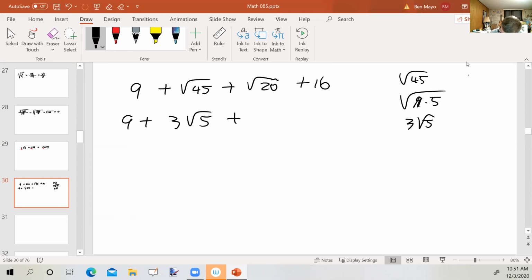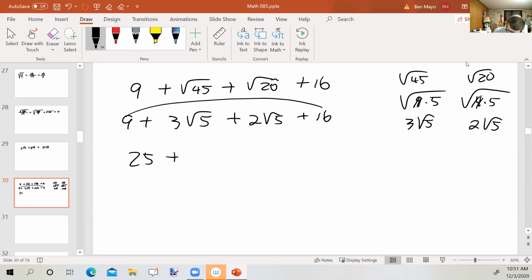And then if we take the square root of 20, which is the square root of 4 times 5, the square root of 4 is 2, so we get 2 square roots of 5. Now we can put these together and those together. So the key there is to simplify each radical as much as possible, and then look and see if we can combine any like radicals.